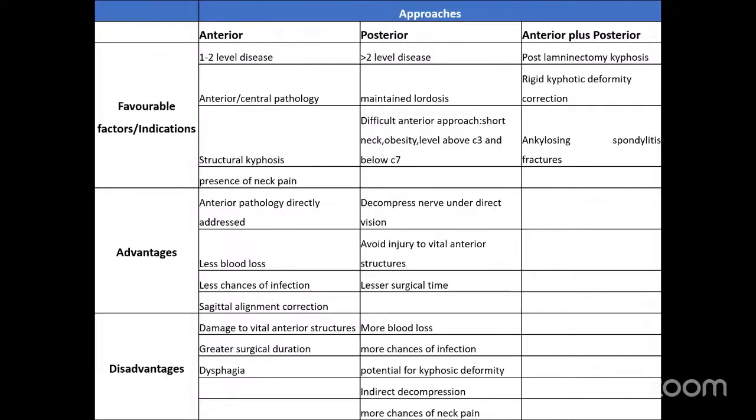The concept of treating neck pain is that when you fix the spine, when you fuse the spine, neck pain will go. Fusion can be done anteriorly also, posteriorly also with screws, right? So in that case, when it is more than 2 levels, lordosis is maintained and the patient has significant neck pain, just go in posterior, do the laminectomy, fix it with lateral mass screws and fuse it. Okay.